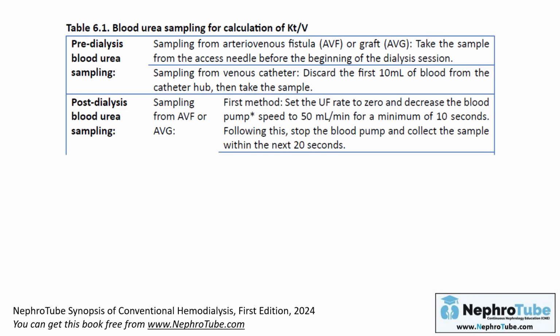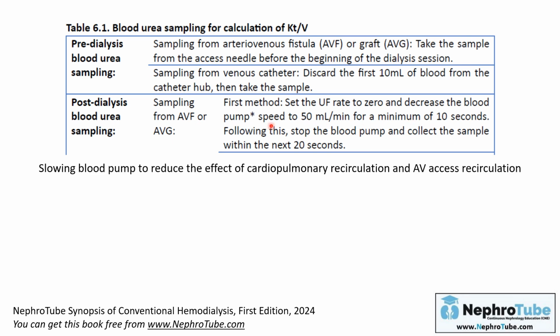Regarding the post-dialysis blood urea sampling, if you are sampling from a fistula or graft, there are 3 ways. Well, the most common way is the first method. First, set the ultrafiltration rate to 0 and decrease the blood pump speed to 50 ml per minute for a minimum of 10 seconds. And I will mention now why we have to decrease the blood pump. Following decreasing the pump speed to 50 ml for 10 seconds, stop the blood pump and collect the blood sample within the next 20 seconds.